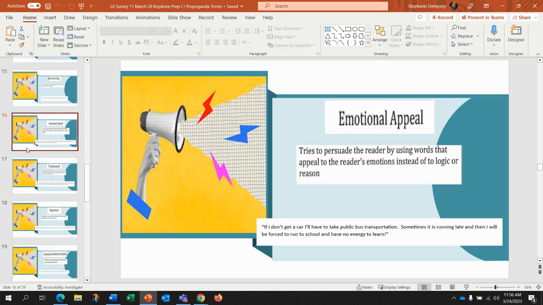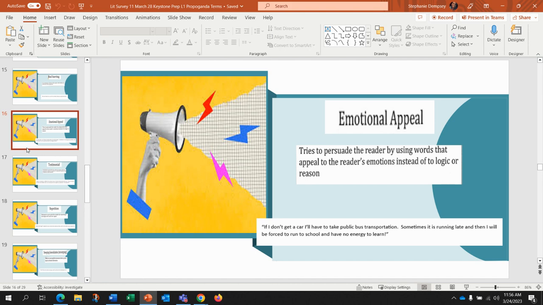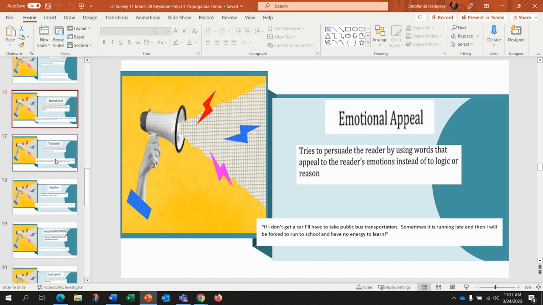Then we have an emotional appeal. This is one of the most powerful uses of propaganda. This is when you try to persuade the reader by using words that appeal to the reader's emotions instead of to logic or reason. If I don't get a car, I'll have to take public transportation. Sometimes it's running late. Then I might be forced to run to school and I'll have no energy to learn. So there's an emotional appeal there. You'll feel bad because I'll be late for school or I'll have to run. I'll be so tired. And school is the most important thing, right? So we want to pull at those heartstrings if we want that car.